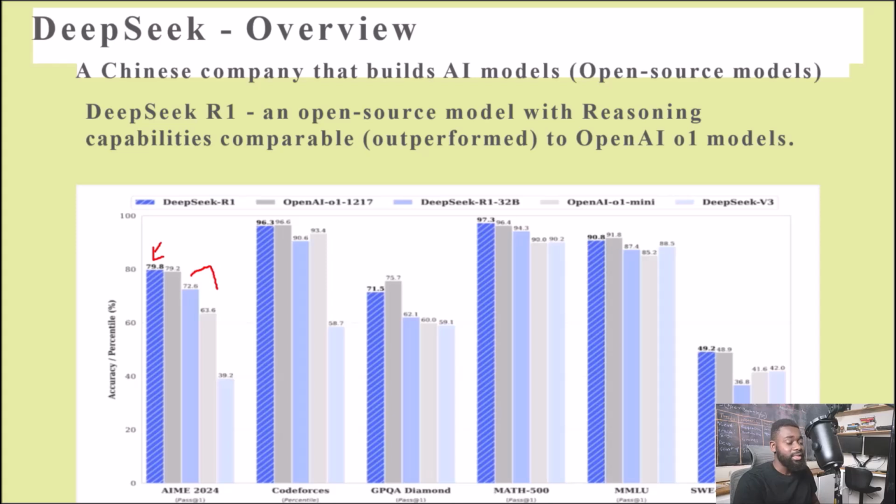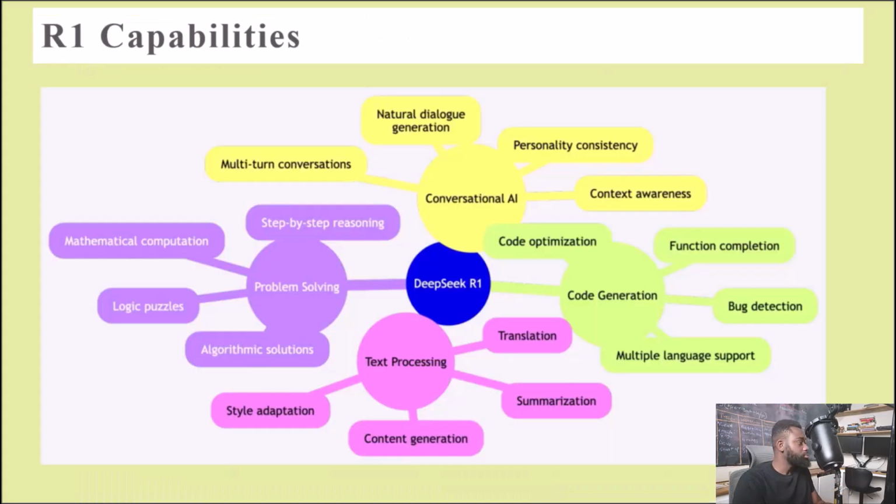So the key takeaway here is DeepSeek R1 has raised the bar for open source AI models, making powerful reasoning accessible to everyone. And this marks a major milestone in AI development, providing developers free access to open AI models with higher level reasoning capabilities. So let's take a look at R1 capabilities.